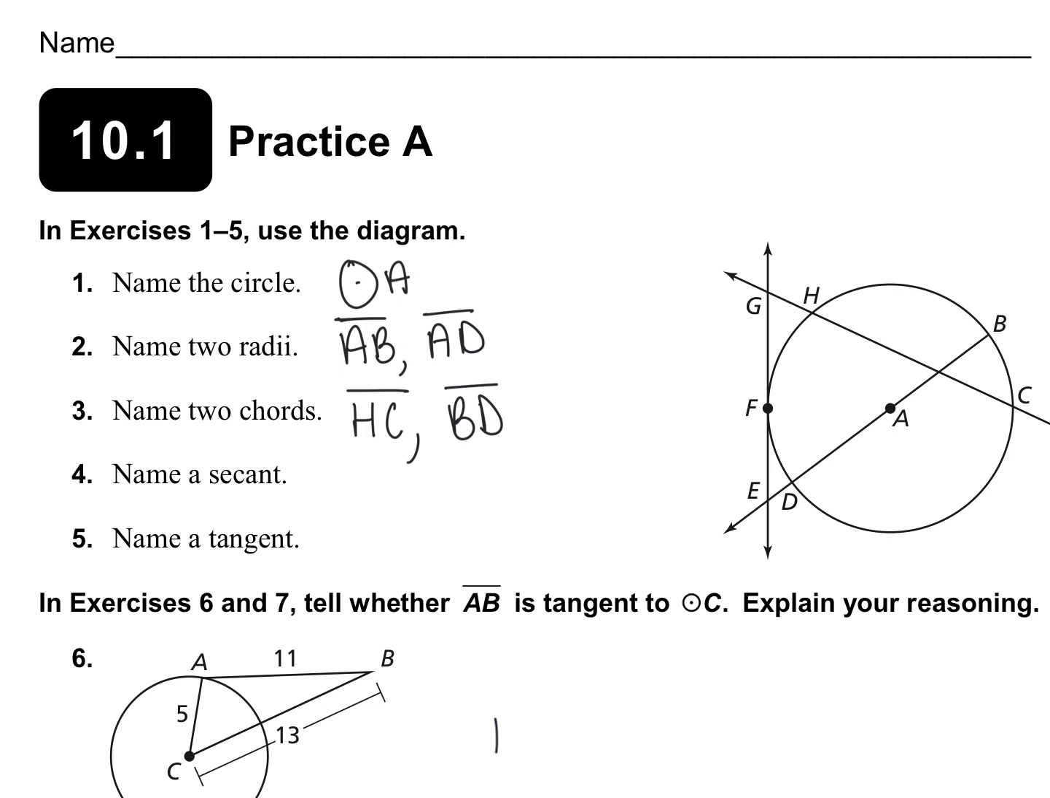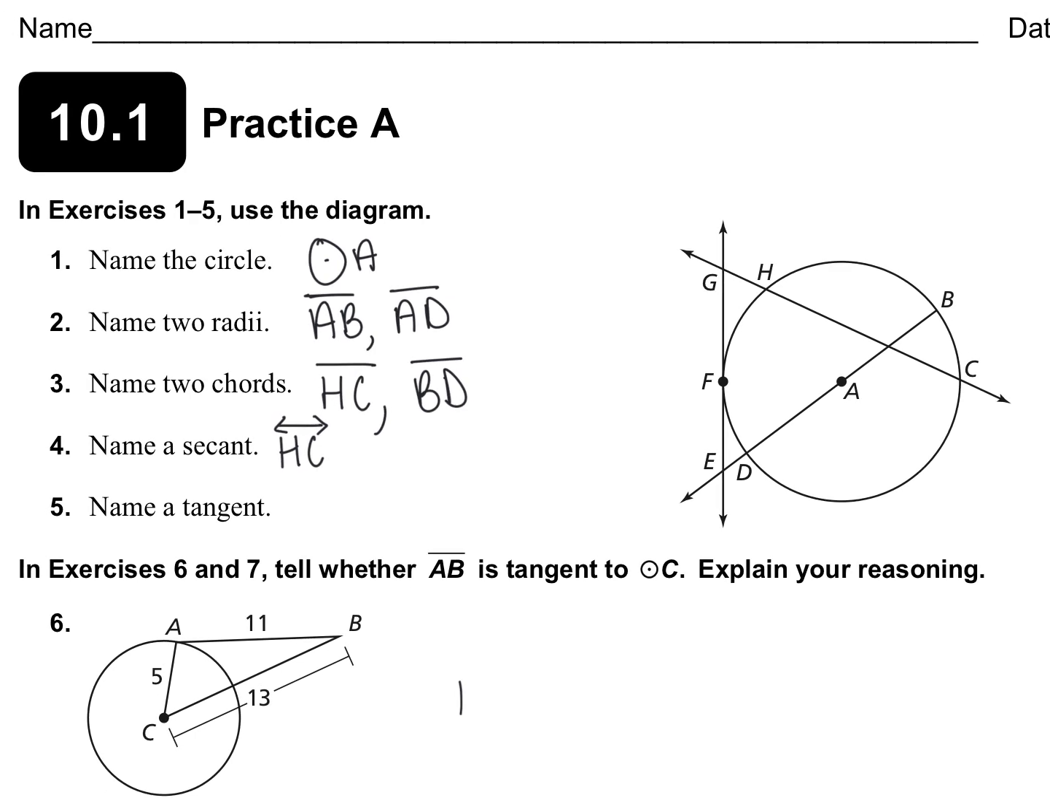All right, looking at the next one, name a secant. What would my secant be, Christopher? HC. HC with what on top? Arrows, because it's continuing through. And what's my tangent? EG or GE, you could write whichever one. And that one has to have your lines. Any questions on the first part?